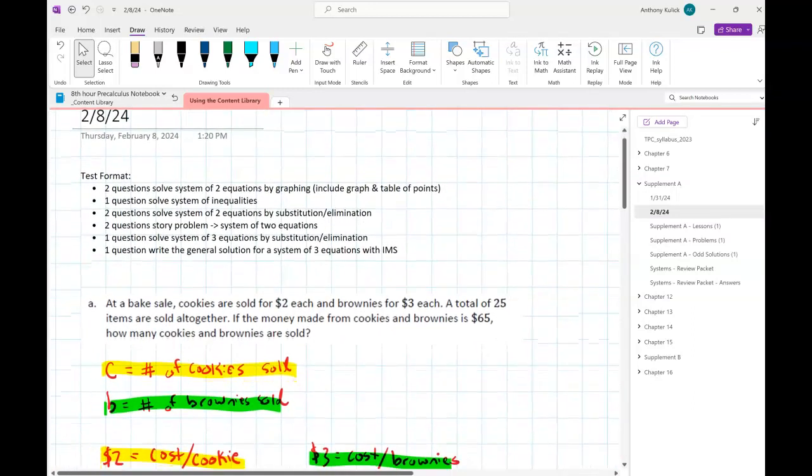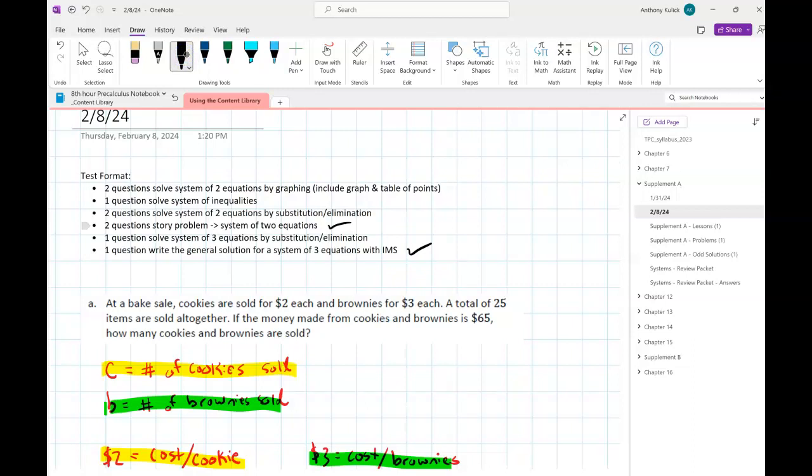Anything else from this list that we want to talk about? Let's see, we did this, and we did that. Could you do like a graphing one? Like solve by graphing? Sure.